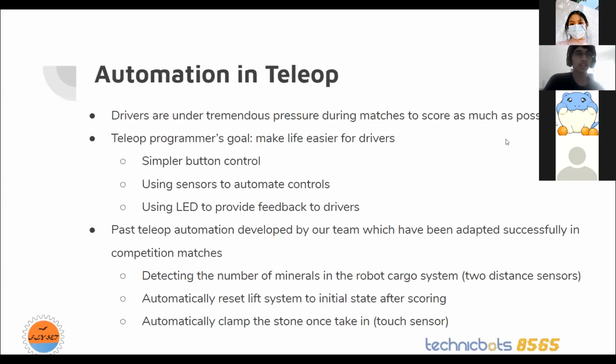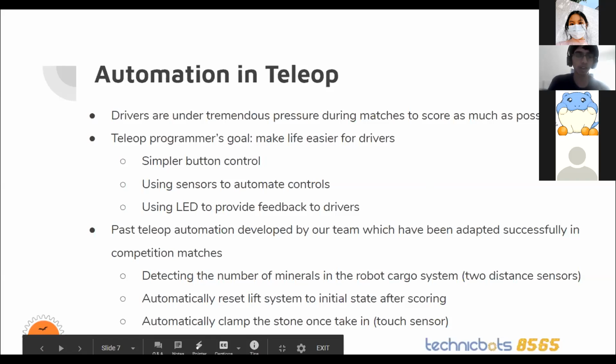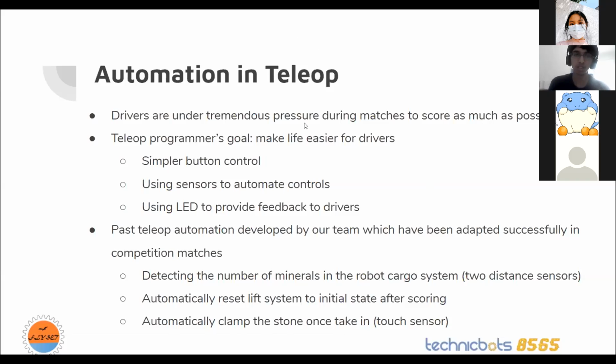For example, last year we had the LEDs on the bottom of our robot turn specific colors when the claw clamps onto the stone, when it goes into slow mode, and when we retract the lift system back. Some past automation developed by our team, which has been adapted successfully in our competition matches, is detecting the number of minerals in a robot cargo system by using 2 distance sensors, and then automatically resetting the lift system to its initial state after scoring.